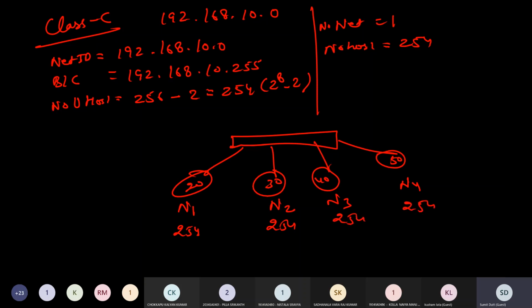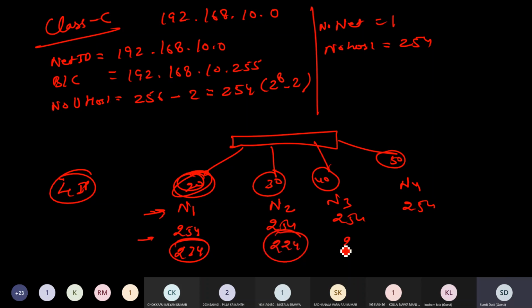So without subnetting, in order to assign a separate network and separate IP address, you have to buy 4 IP addresses. But if 20 IP addresses are being used, 234 IPs are getting wasted. Similarly here, 224 IPs are getting wasted. Here 214 IPs are wasted, and here 204 IP addresses are getting wasted. So these are all paid resources. We buy these IP addresses from IANA, and it is very costly.